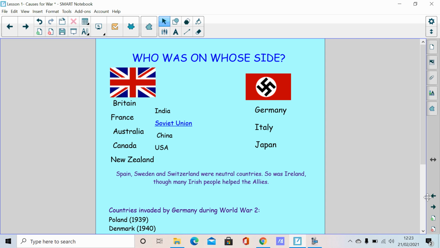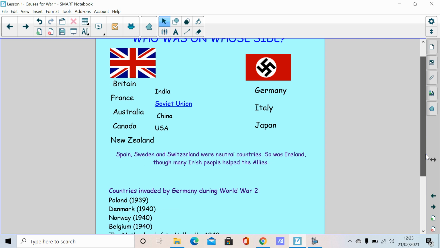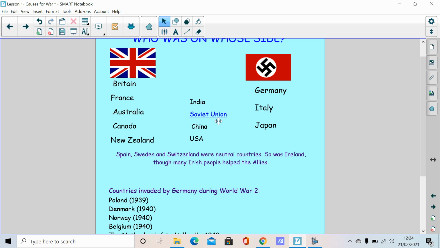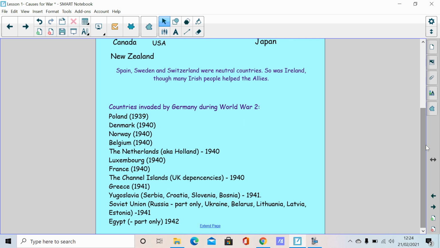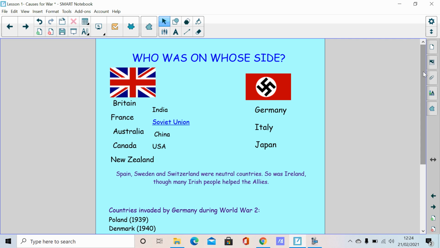Okay, so I think it's important to understand who was on whose side when we're thinking about the forces. So the Allied forces, this side, was Britain, France, Australia, Canada, New Zealand, India, China, USA. And then on the German side was obviously Germany, Italy, and Japan.